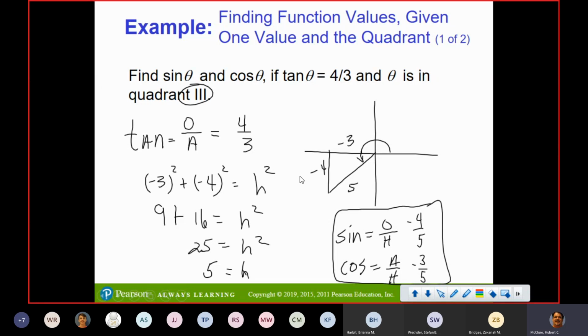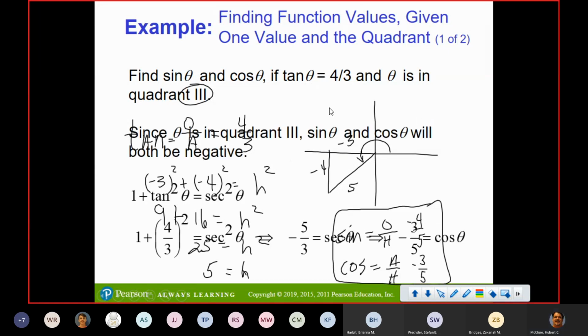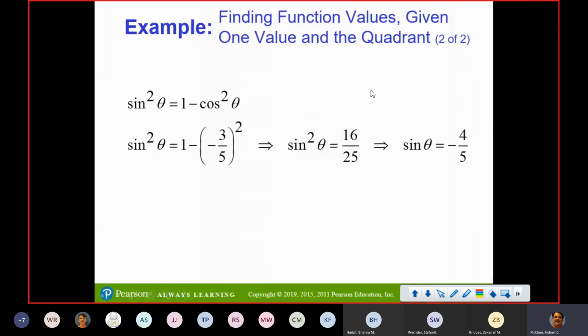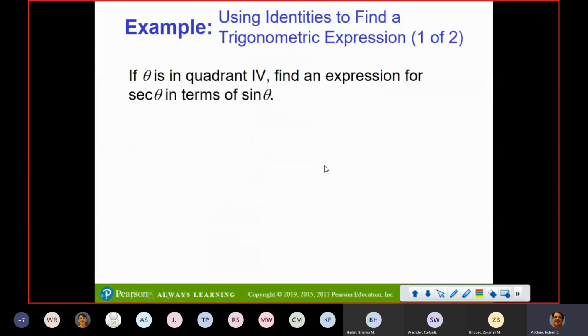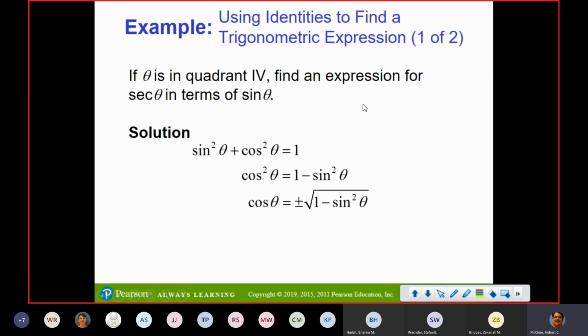So anyway, that's the answer, and that's the type of question I would ask you on a test as far as how to do sine, cosine, tangent. And they're doing it right here, and they're doing it backwards, but you can do it that way. And there's -4/5, and the other one is -3/5. And you can use the Pythagorean identity also, but I'm not really harping on that right now. If quadrant 4, find an expression for secant, okay, they're going through the identity, and that's fine. That's fine, but we're not worried about that right now.